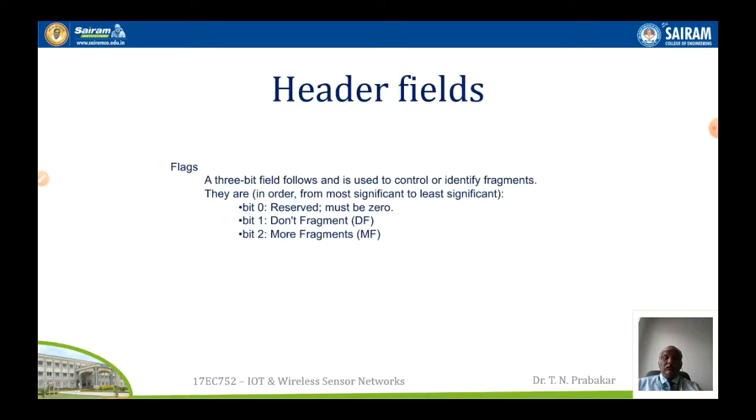And this is the flag field available. The flag has 3 bits. The first bit should always be 0, right? It must be 0. And bit 1 shows whether I can fragment the data or it cannot be fragmented. So bit 1 says no, don't fragment the data, it has to be passed in a single packet. And bit 2 says more fragments can follow.